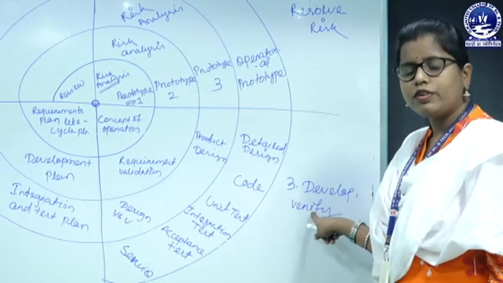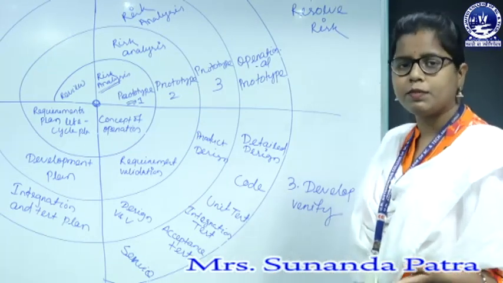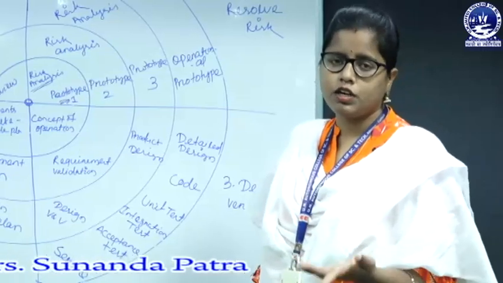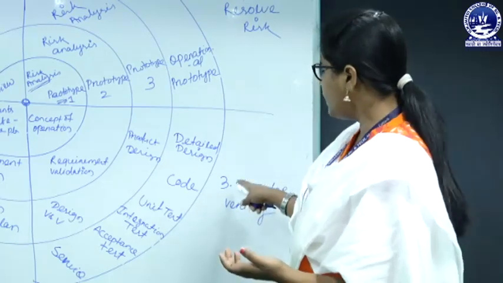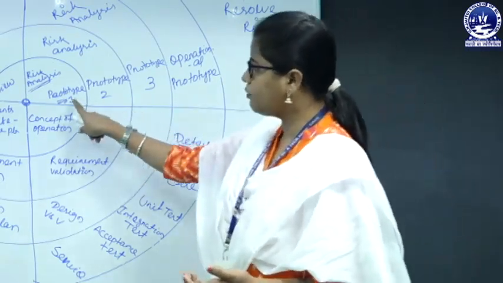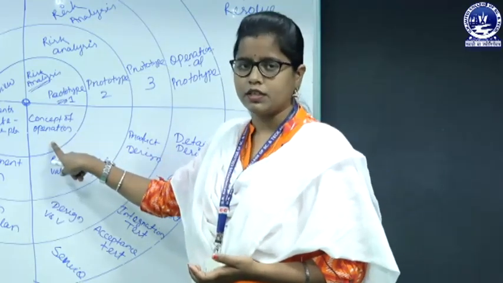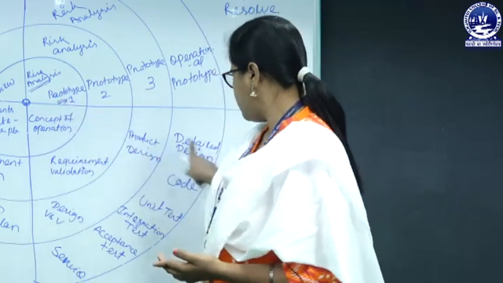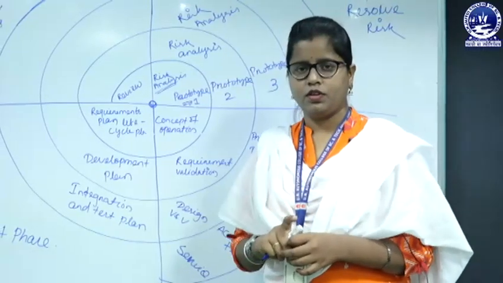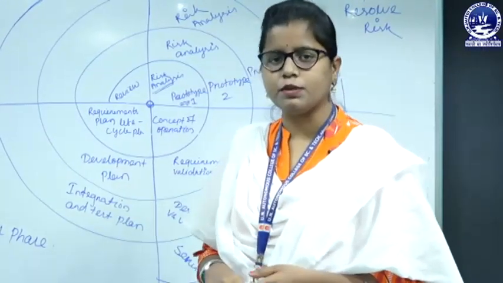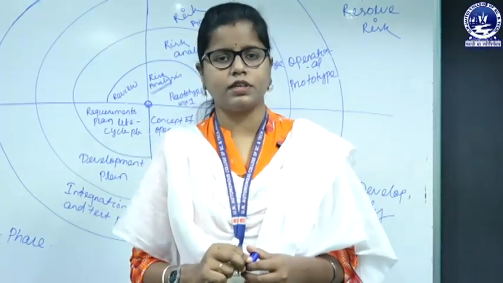Verify means we are going to test our product, to check whether what we have developed is operating successfully and properly or not. So there we need to give the prototype 1 to the develop and verify phase. That is the concept of operation. After develop and verify, we have the requirement plan. After giving that prototype to the customer, we have a requirement plan that will satisfy the customer requirement.